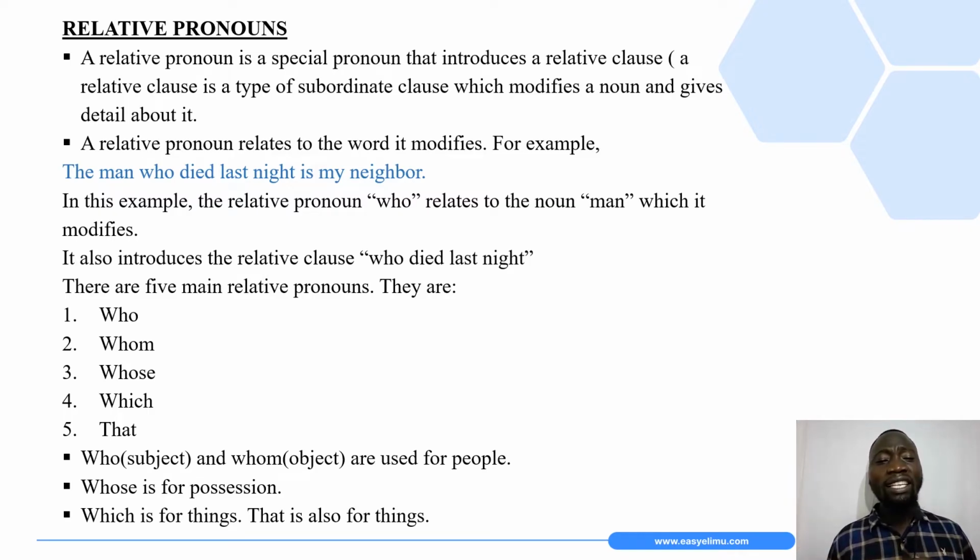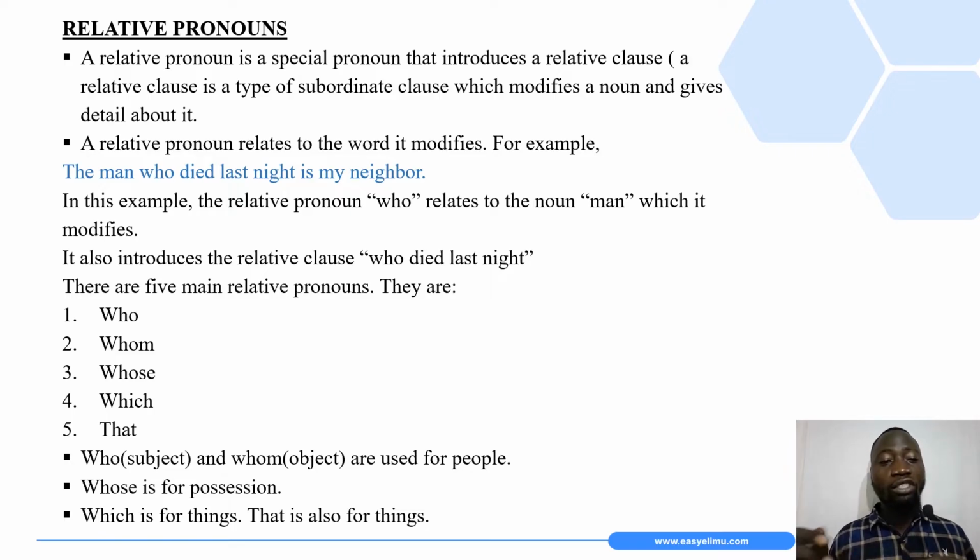When we say that a relative pronoun relates to the word it modifies, this means that it relates to the word that it is describing, by giving more information about that word. The example that we have there helps us understand that better. It also introduces the relative clause who died last night.